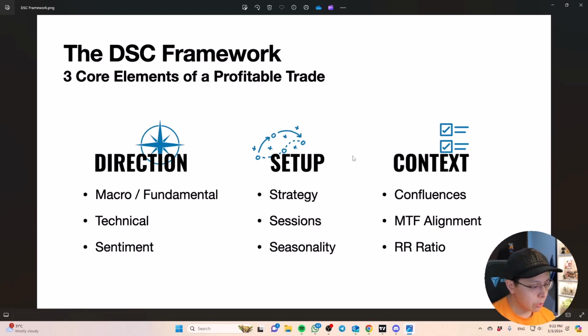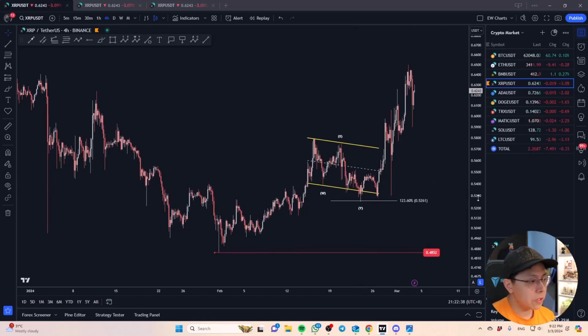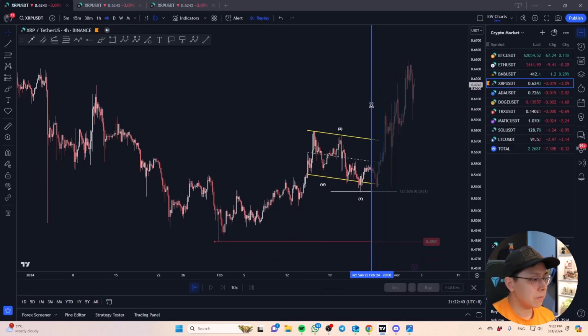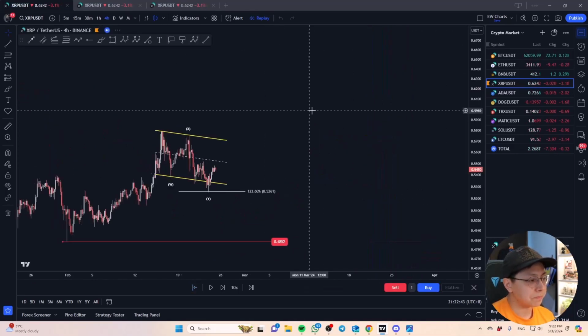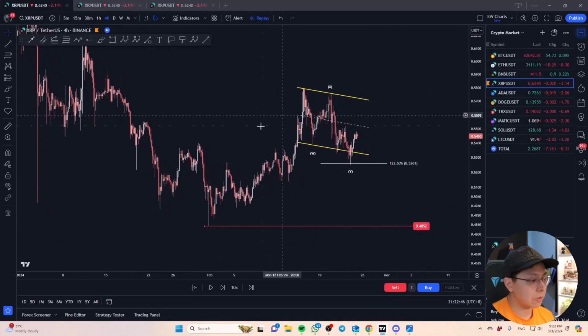Okay, so very quickly, I'll jump into the chart on XRP to really walk you through a little bit on why we took this trade and the application of the framework itself. Of course, this has already happened. So if I backtrack a little bit, back on Monday when we were looking at this trade, this was how the chart looked.